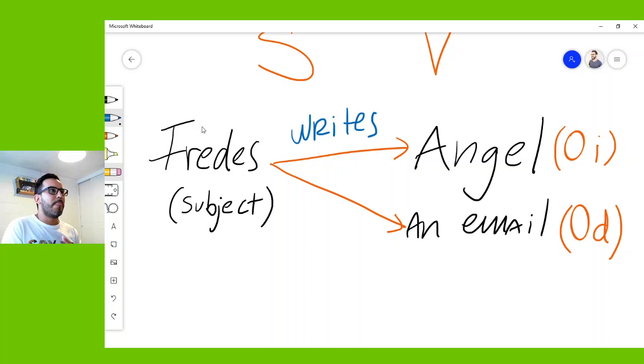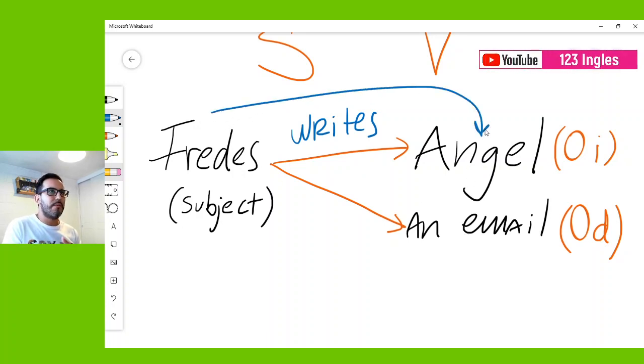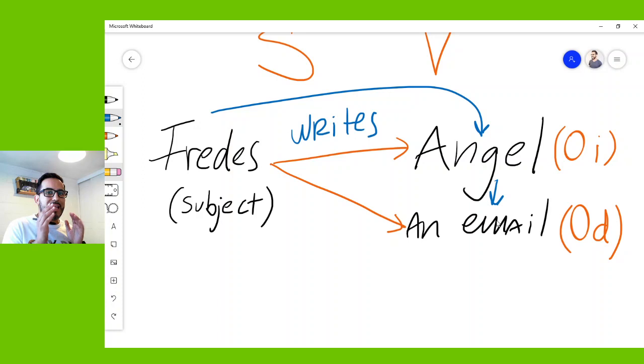Okay, so Fredes writes an email. Sorry, Fredes writes Ángel an email. Yeah, this is the order. Fredes writes Ángel an email. Okay. Ese orden hay que seguir para que Ángel sea el objeto indirecto. Si no seguimos ese orden y yo menciono primero el correo, el email, y yo digo Fredes writes an email, entonces inmediatamente Ángel ya no va a estar en la posición de objeto indirecto.